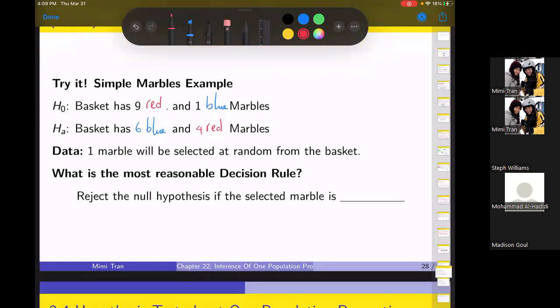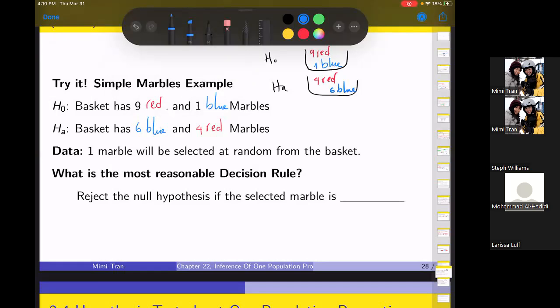All right, so I have 2 baskets. Let me draw it out. This is my H naught, and I have 9 red here and 1 blue. And my HA basket, I have 4 red and 6 blue. So far so good. Now, we're going to randomly select 1 marble, so that means my sample size is just 1.